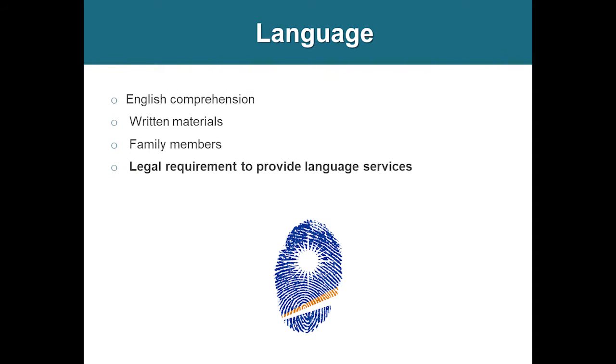Determine whether the patient speaks enough English to comprehend. Don't make assumptions that the patient or family members do or don't speak English. Provide written materials in Marshallese or English. This is ideal because even if they aren't proficient in English, they may have someone at home who can read it for them. Use plain English.